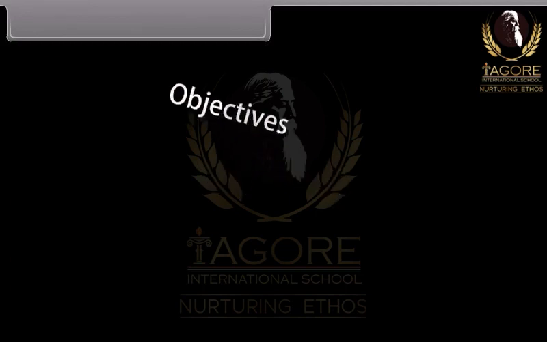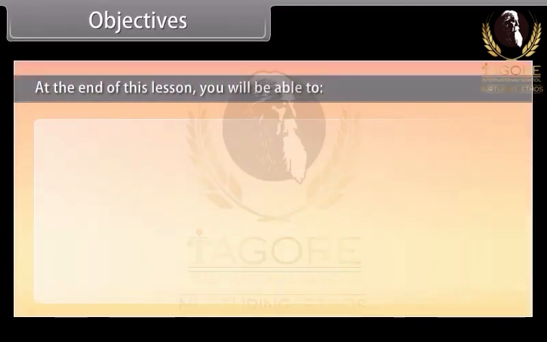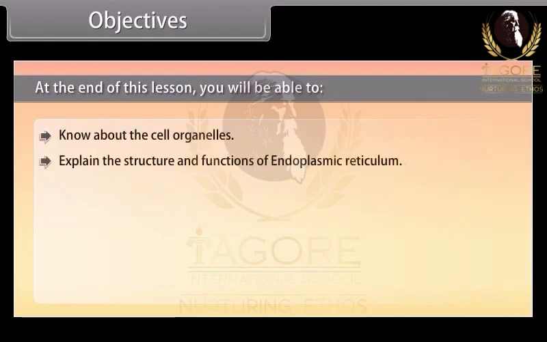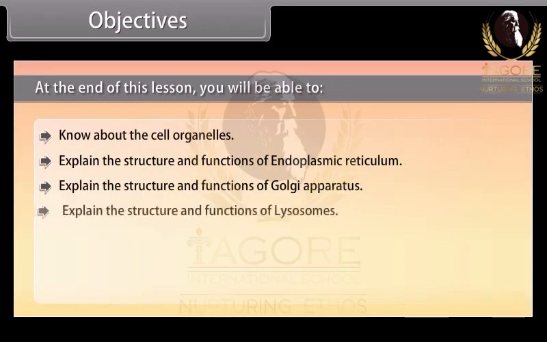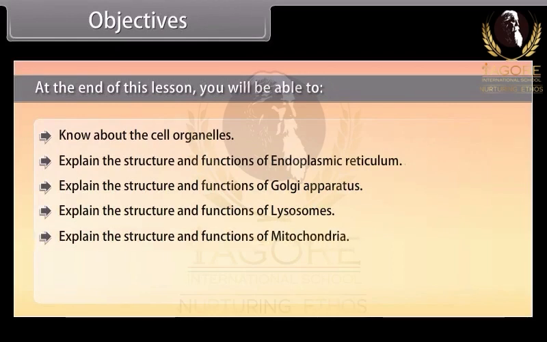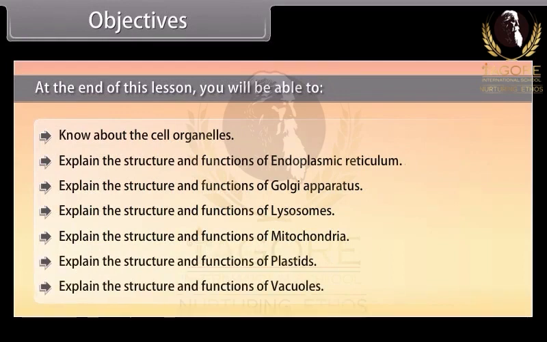Objectives. At the end of this lesson, you'll be able to know about the cell organelles, explain the structure and functions of endoplasmic reticulum, explain the structure and functions of Golgi apparatus, explain the structure and functions of lysosomes, explain the structure and functions of mitochondria, explain the structure and functions of plastids, and explain the structure and functions of vacuoles.